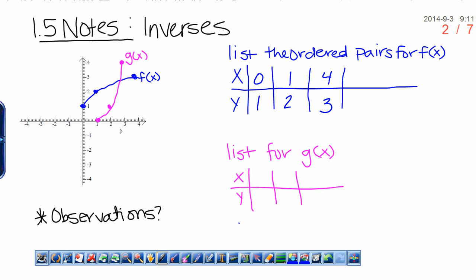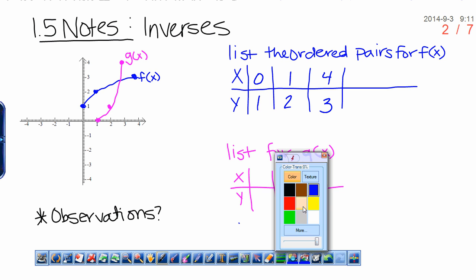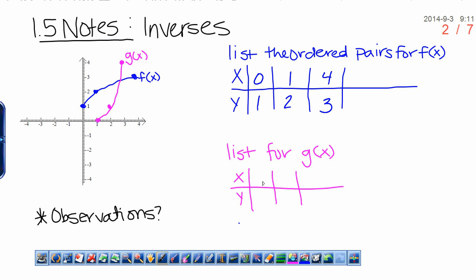Then let's look at our g of x. Let's look at our points. What do we have here? 1, 0, 2, 1, and 3, 4.